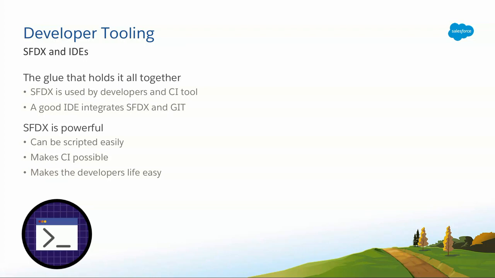So the next thing we need is some tooling. In this case, it's SFTX. SFTX is the glue that holds all of this together. Without SFTX, this would be a lot more difficult to do. SFTX is generally used by your IDE, it's used by your continuous integration tool, and you can use it yourself in your terminal. The SFTX application is scriptable, and it makes your life much easier.